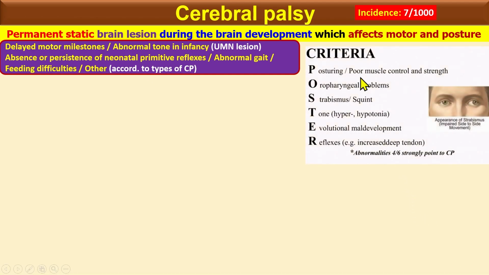Here is the mnemonic POSTURE to help out the clinical presentation of the cerebral palsy. For example, posture problem, oropharyngeal problem, and speech problem, or the strabismus, or you see the visual problem, or the tone, hypotonia, or the evolution of the development, meaning the motor milestones are affected, and the reflexes increase, deep tendon reflexes, meaning upper motor neuron lesion. So 4 to 6 abnormalities strongly suggest the cerebral palsy.